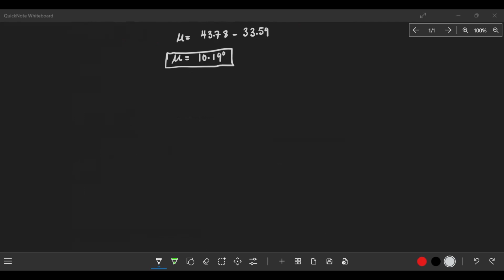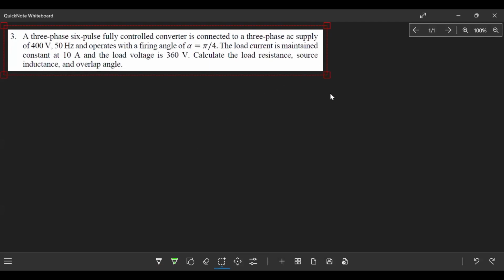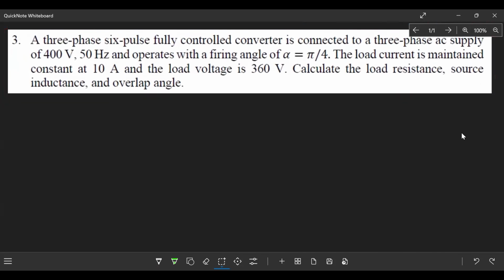Okay, so let's look at another question on the same assignment as well. So this is the next problem. If you notice here, we're given almost all the information that we need. So we have to make a choice of the equation you need to use. So here is the question.